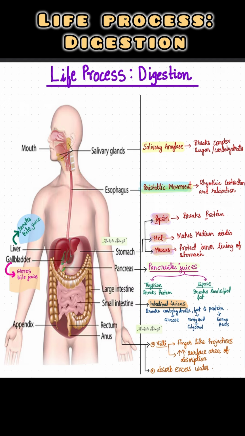Now inside the stomach, there are three things that are secreted. First is an enzyme called pepsin. P stands for pepsin, P stands for protein also. So pepsin helps in breakdown of protein. Then we have HCl. Now pepsin works only in the presence of acidic medium. So HCl helps in providing that medium for pepsin to do its work.